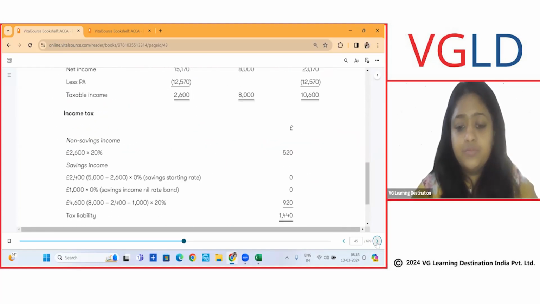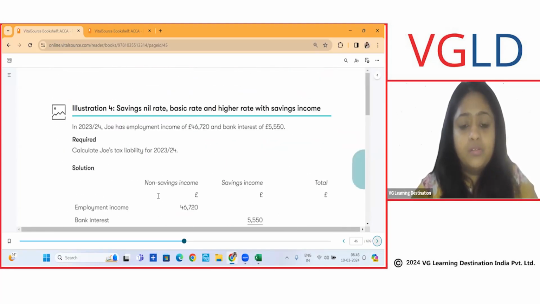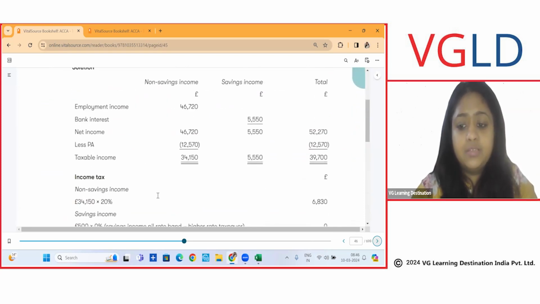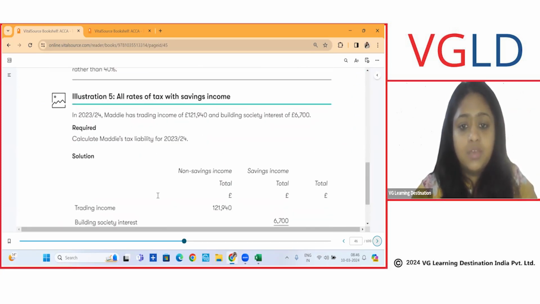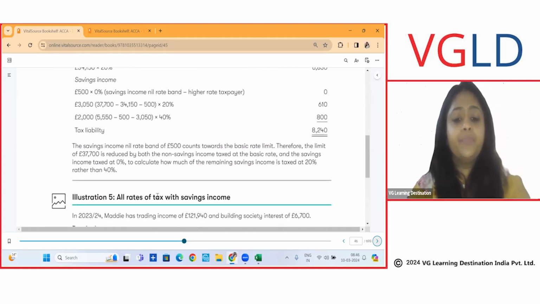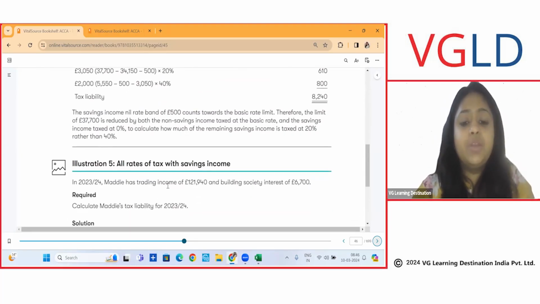We've done this question. We've covered this question as well, right? Yes. Now let's do this question quickly. Maddie has trading income of 121,940 and building society interest of 6,700. Please calculate Maddie's tax liability quickly.